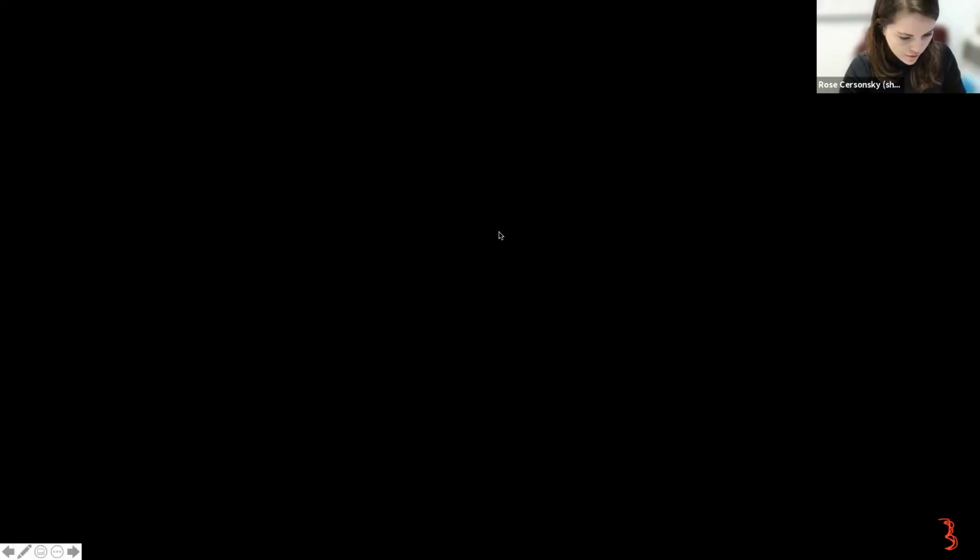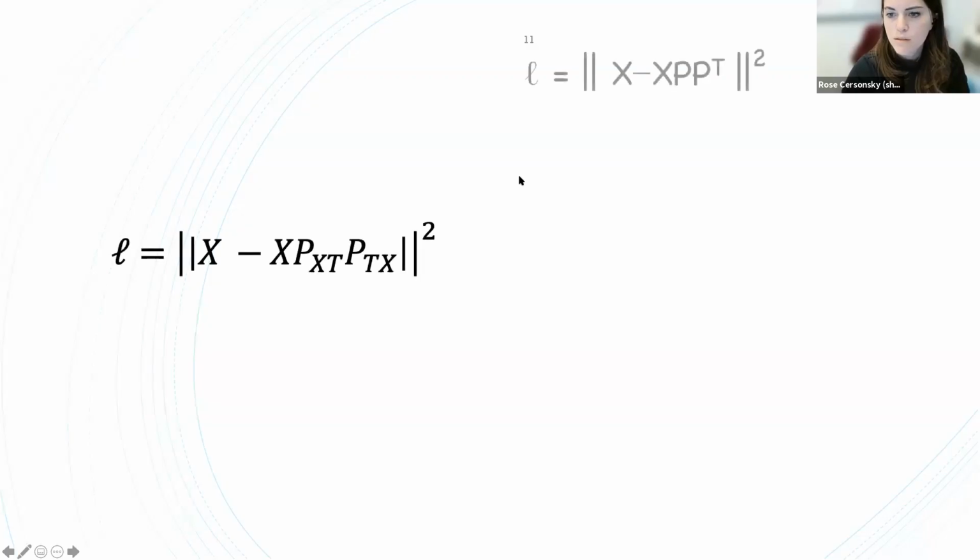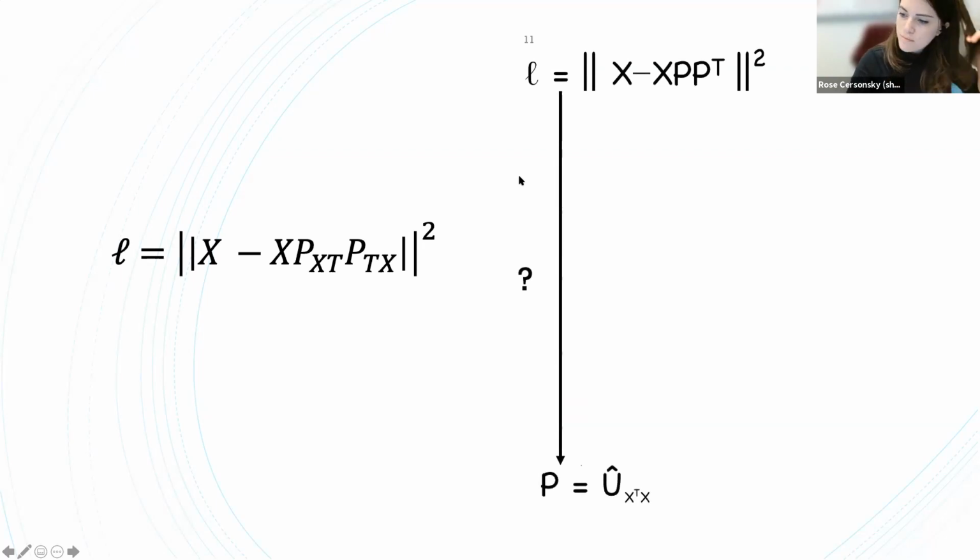Did my screen just go away for everybody? It did go blank, yes. Okay. I don't know why. I might need to just quickly start it back up. I think because I tried to annotate, it got a little mad.